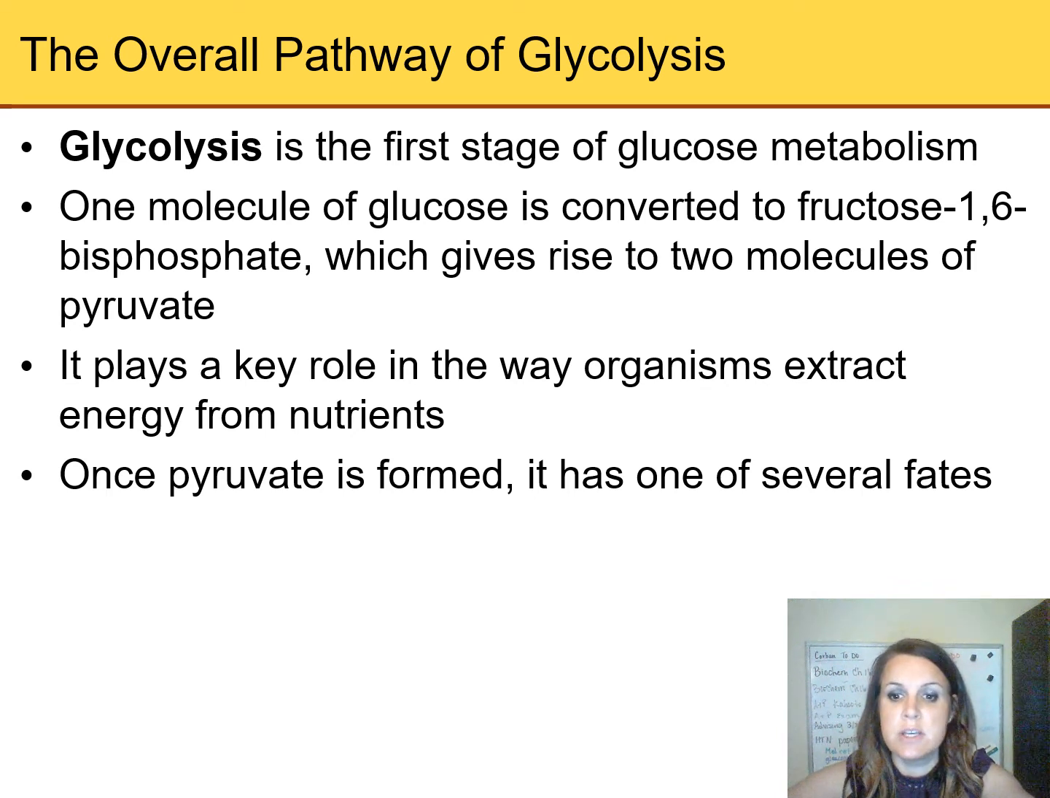Glycolysis is the first stage of glucose metabolism in the cell, and it's actually divided into two phases. In the first phase, one glucose molecule is converted to fructose 1,6-bisphosphate, and then this will give rise to two molecules of pyruvate. And once pyruvate is formed, it has one of several fates that we'll be talking about in the next video. But this reaction plays key roles in the way organisms extract energy from nutrients, so this is why we focus so much on glycolysis.